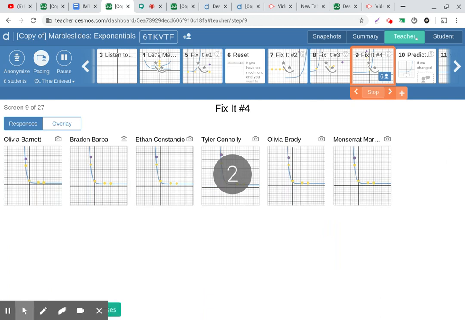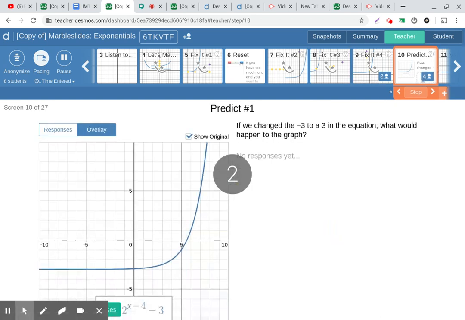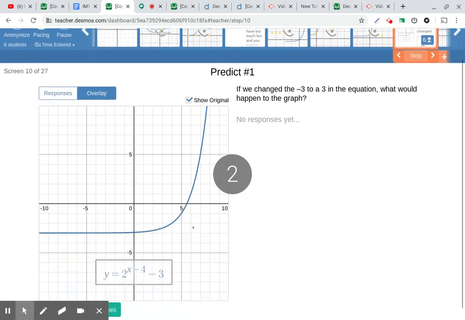Okay, so this is a good way to... I picked this particular assignment because it's kind of a cool way to see it, right? All right, number 10. If we change -3 to 3 in the equation, what would happen to the graph? Oh, that was cool. So remember I said, well, yeah, you would know this. Right? So go ahead and type your answer.